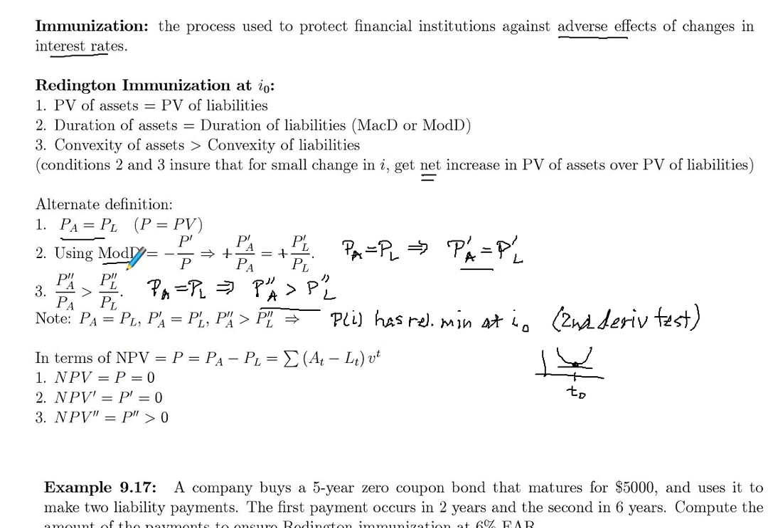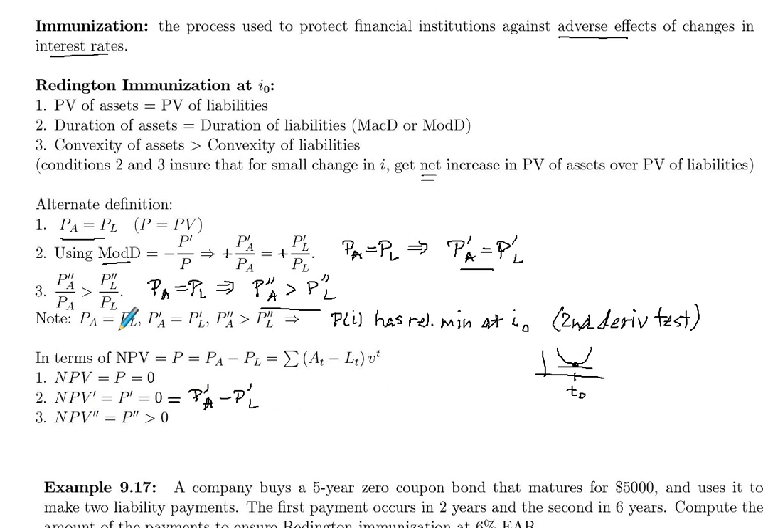Second condition, the derivatives P prime of A and P prime sub L are equal. That's just saying that P prime equals 0. Okay, because net present value is P sub A minus P sub L. So the derivative of net present value is the derivative of the first term, P prime of A, minus the derivative of the second term, P prime of L, and these guys are equal, so that derivative equals 0. So there's your derivative equals 0.